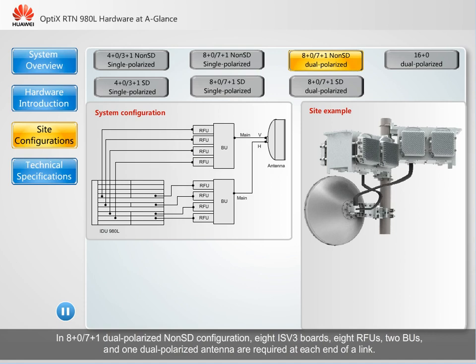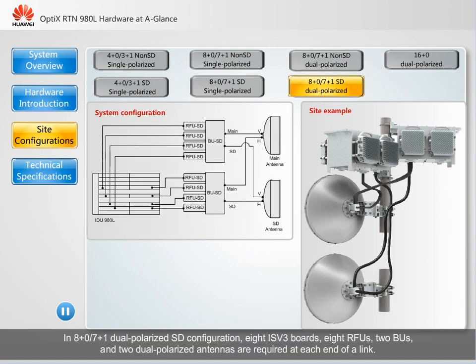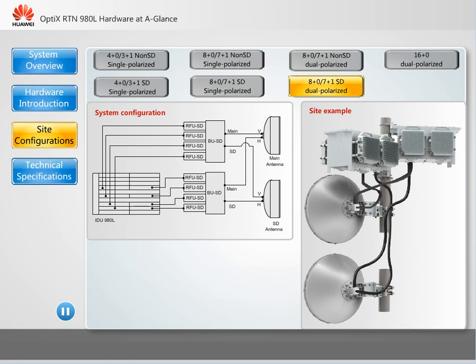In 8+0 or 7+1 dual polarized non-SD configuration, 8 ISP3 boards, 8 RFUs, 2 BUs, and 1 dual polarized antenna are required at each end of a link. In 8+0 or 7+1 dual polarized SD configuration, 8 ISP3 boards, 8 RFUs, 2 BUs, and 2 dual polarized antennas are required at each end of a link.